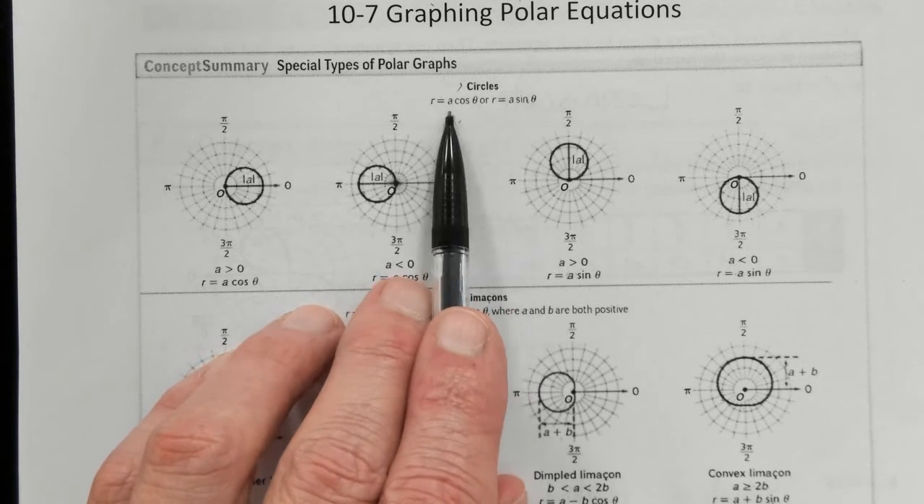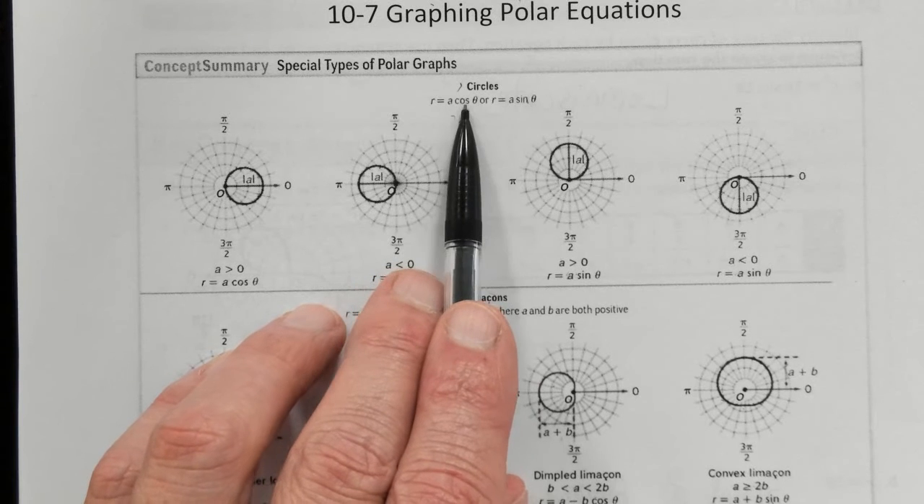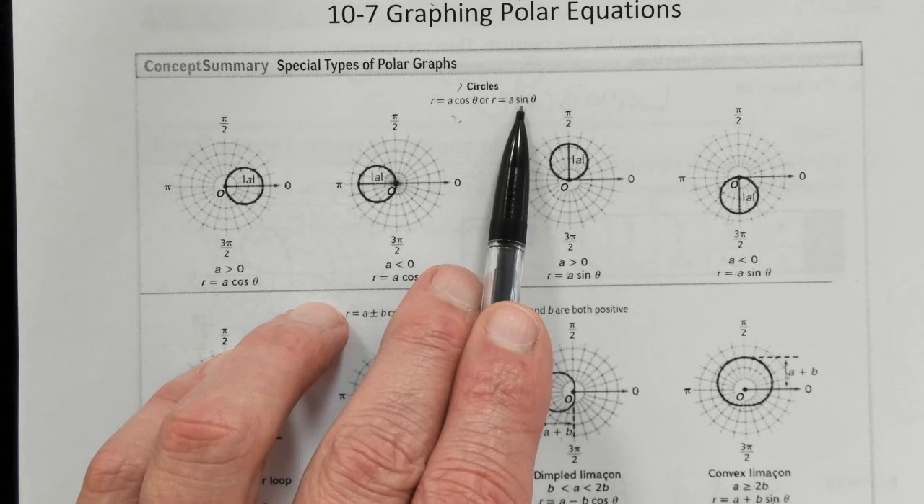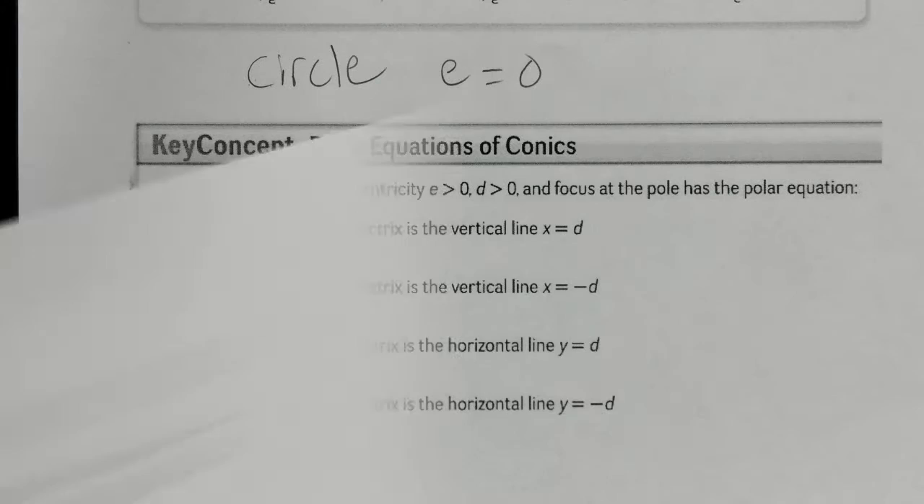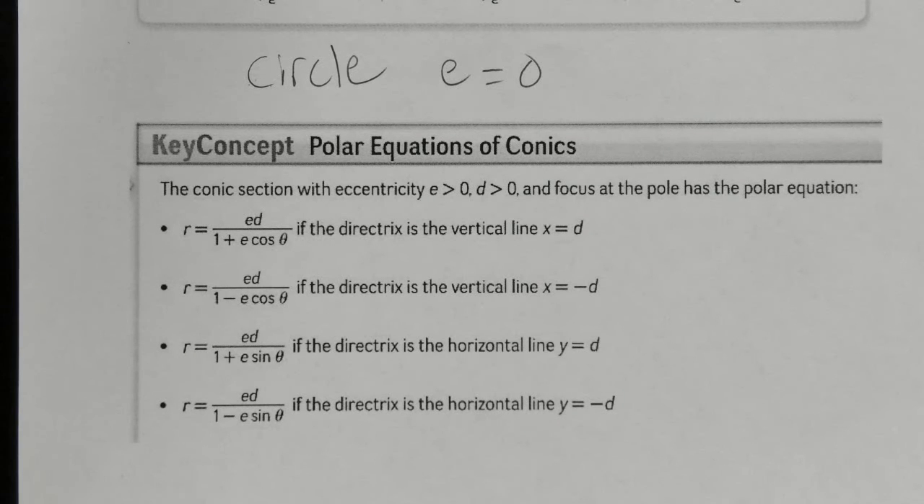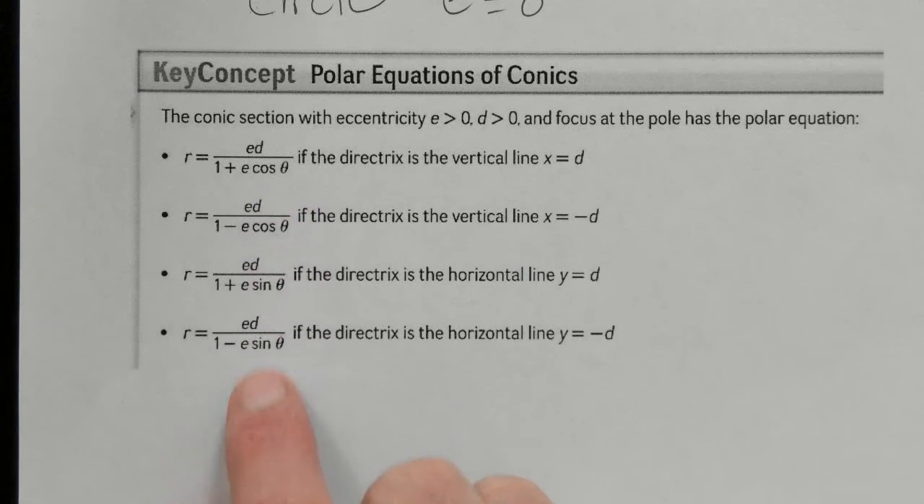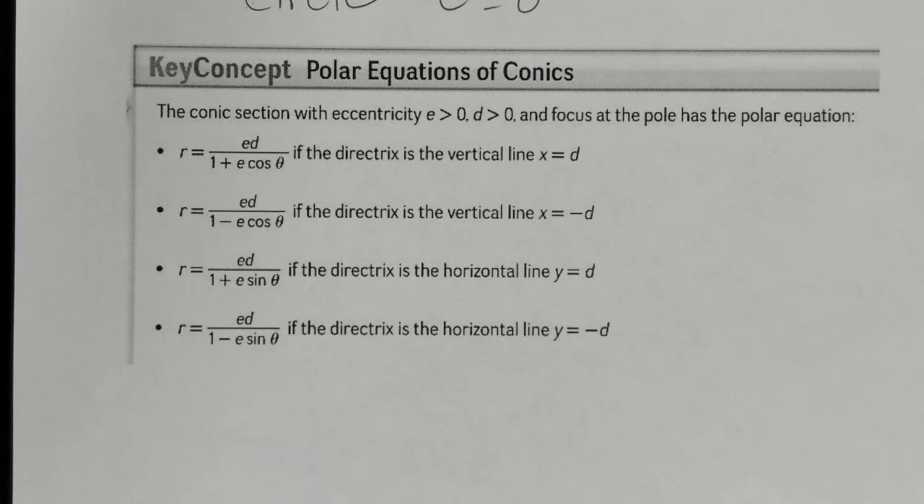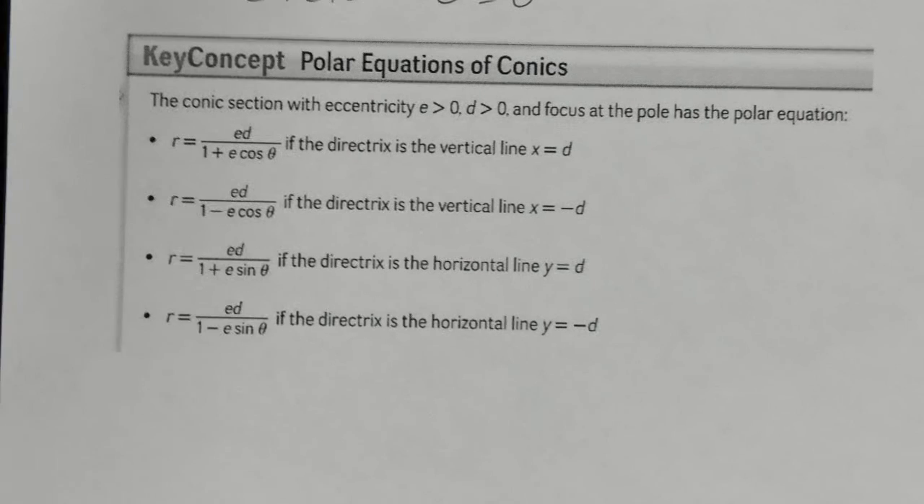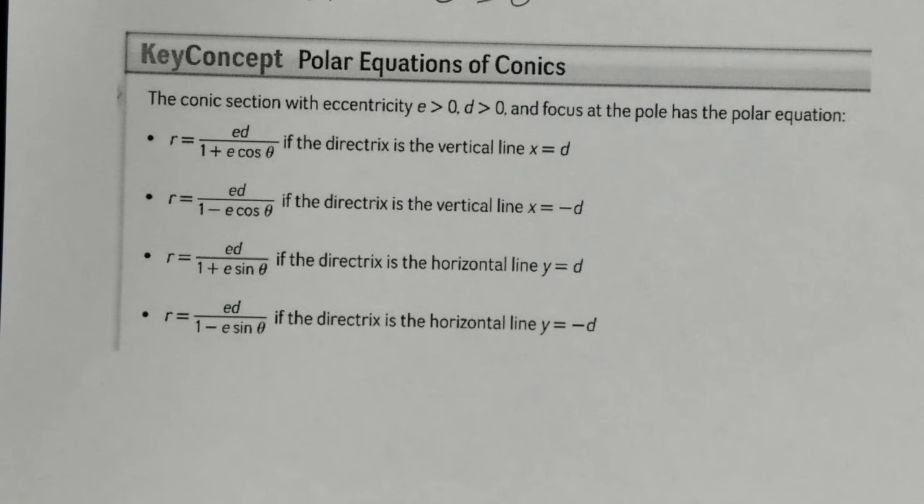It has this form: r equals a cosine theta, or r equals a sine theta. But the other conics, ellipse, parabola, hyperbola, have polar equations of this form. So those are the ones that we're going to focus on here. We already covered circles.